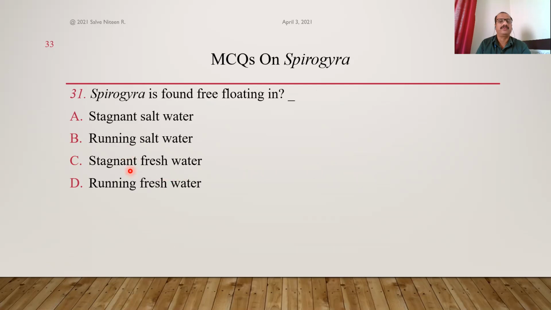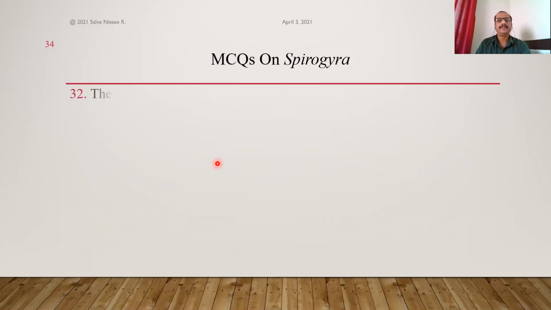Stagnant water or running water? Which water? Of course, it is freshwater alga, and it is stagnant. Usually, it is mostly found in stagnant water. It is not found in running water, or in very fast flowing water. It is found in slowly flowing water like ponds, pools, ditches, even in rivers which are slowly moving. So here the answer is stagnant fresh water. That is the correct option, option C.